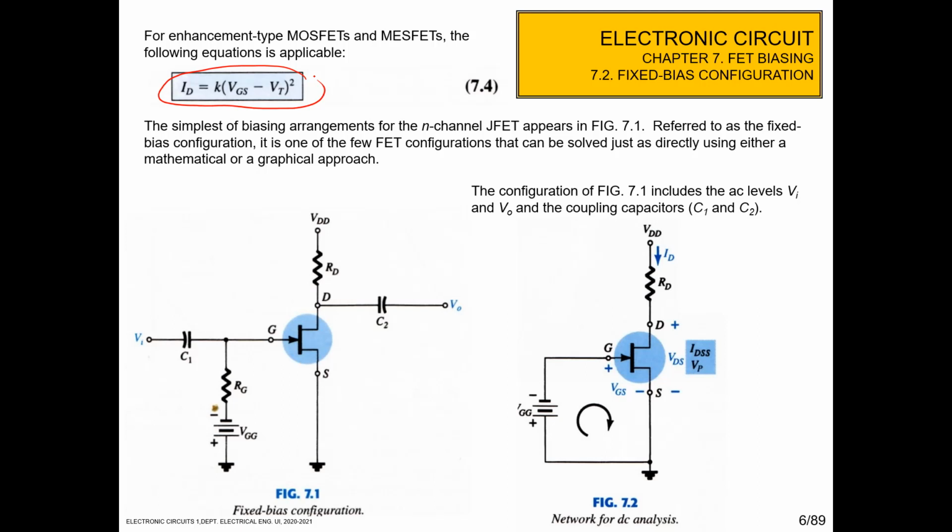Okay, so this is the configuration of the fixed bias. We apply the gate to source voltage, or VGG, here, and then we connect RG, the gate resistance, to the gate of the MOSFET. Then the configuration in figure 3 includes the AC level of VI, the input voltage, and the output voltage here, and coupling capacitors to prevent the DC current from going through the input. So the DC current doesn't go to the input voltage or the output voltage.